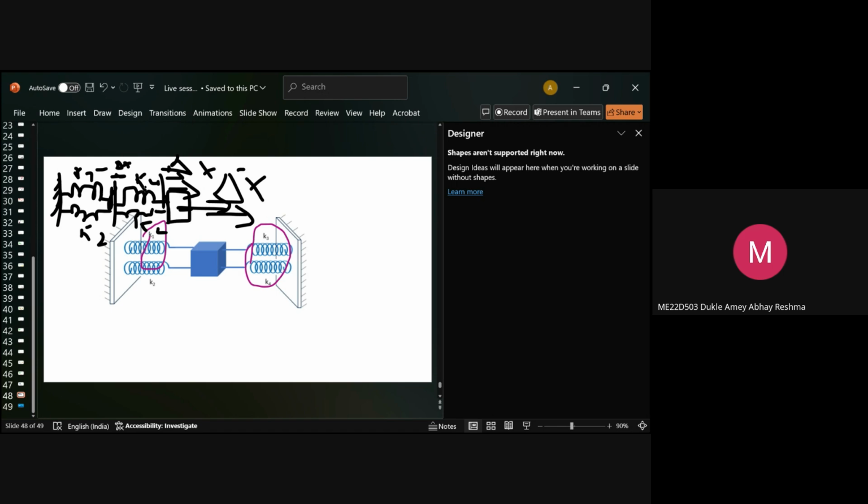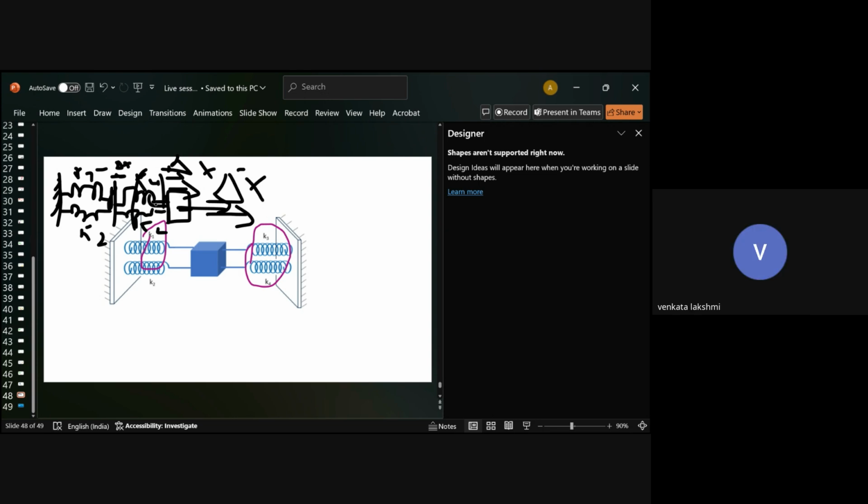K1 and k2 are in parallel, because their deflection will be the same, because whatever will be the deflection of this movable plate will be the deflection of k1 and k2, and then whatever will be the deflection caused by the mass will be the deflection of k3 and k4. Are you sort of able to understand this scenario, madam?